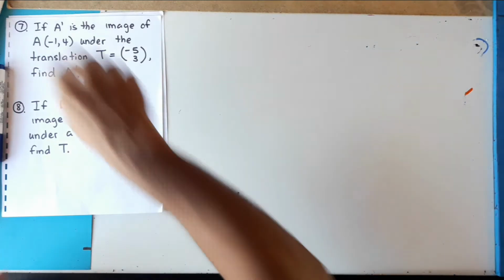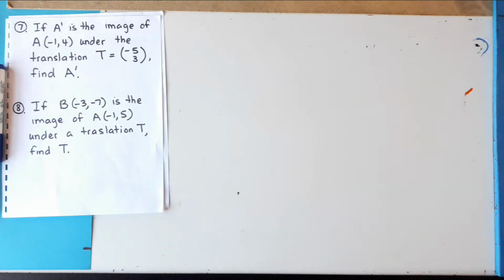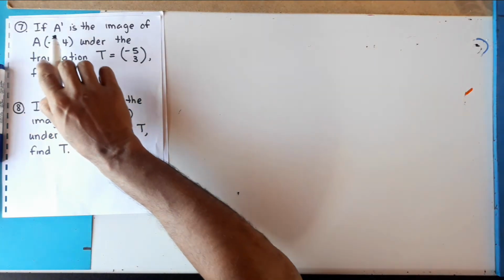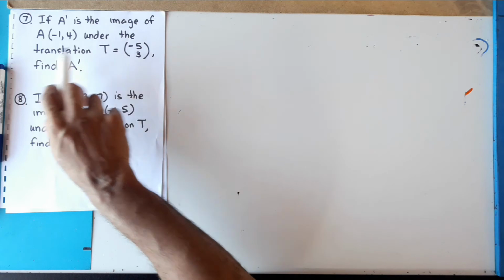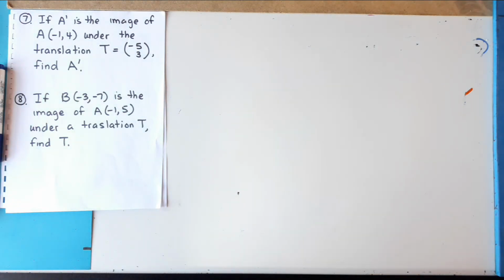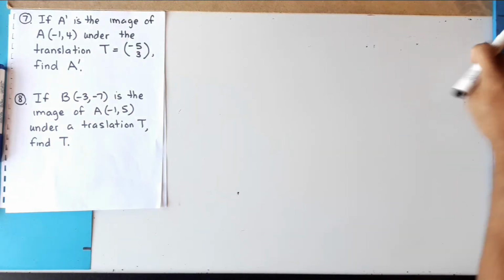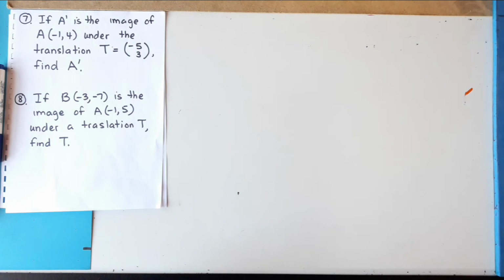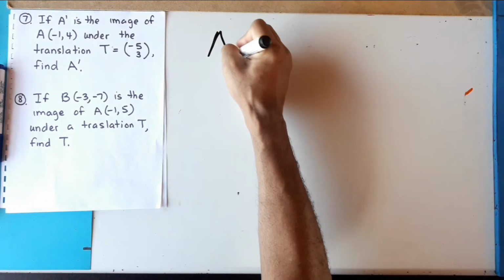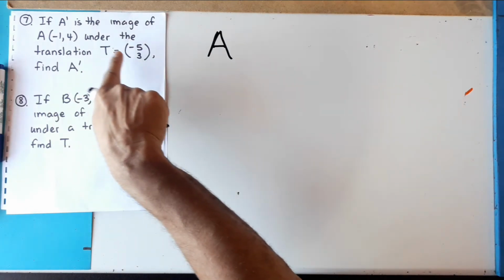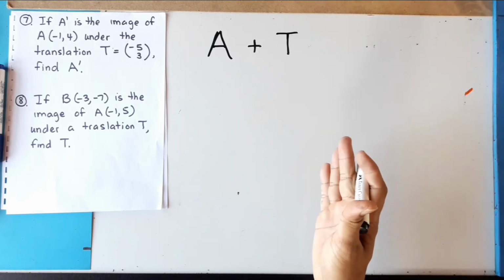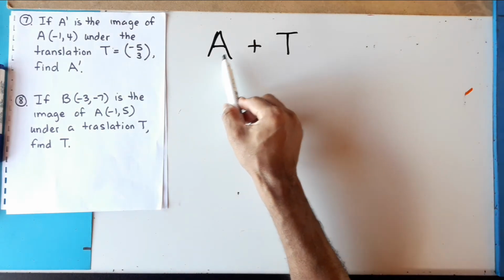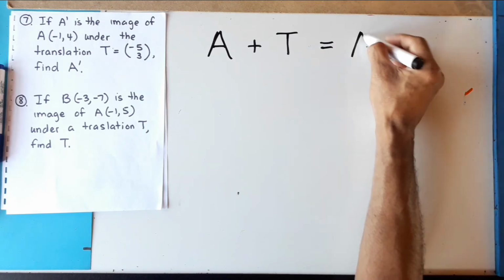Number 7. Number 7 is like a matrices type of question. So, if A prime, well A dash, I usually call it A dash, but the real name is A prime, is the image of A under the translation T, which is minus 5, 3, find A dash. Alright, so let's put this in a mathematical equation form. They said that you had the point A. Then you applied a translation. When you're applying a translation, you just add the translation. And the name of the translation is T. So they said when you take A and apply T, you get A prime.